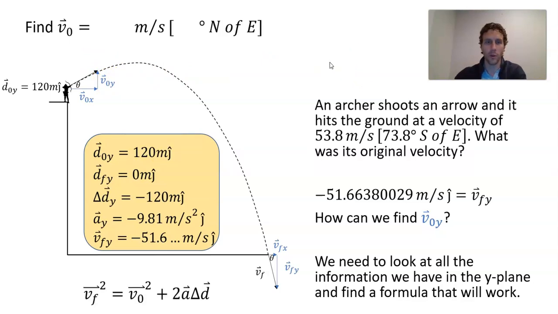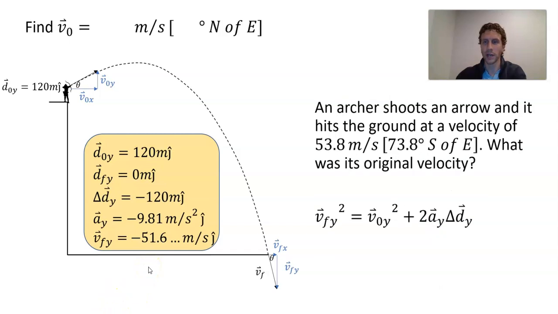Well, we can use this formula: V final squared equals V initial squared plus 2a delta D. We know delta D is negative 120. We know acceleration. We know V final, and so we can find V initial. So we're going to use that formula. I've added y's here so that reminds me, only put y information, don't put any x information in there. And we want to rearrange this to solve for V initial.